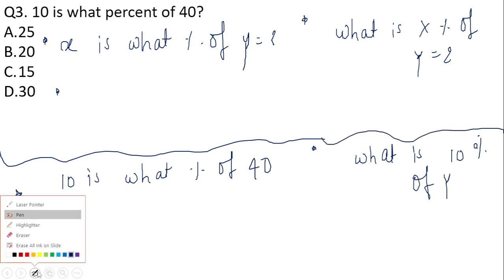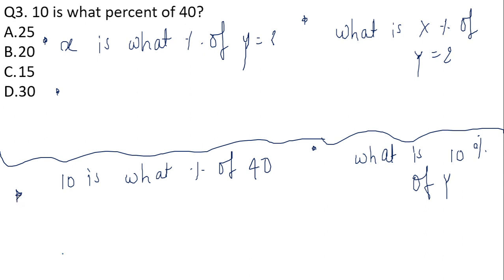Look at the first statement, x is what % of y. It means x is equal to what % of y. Can I write it like this? So simply I am going to take this y on this side. This will be x upon y into 100, as we are calculating the percentage. X upon y into 100.